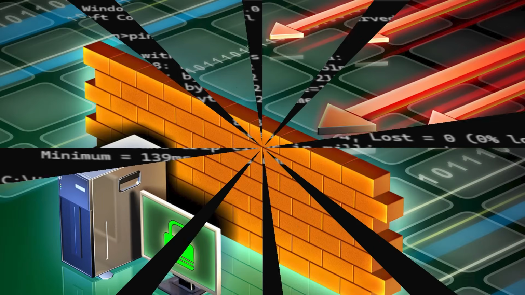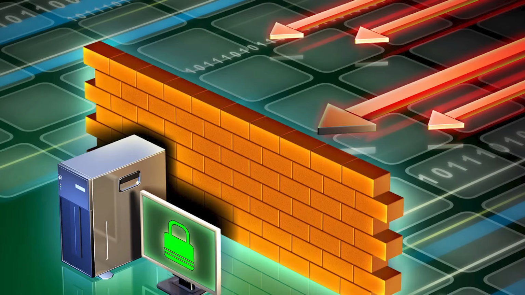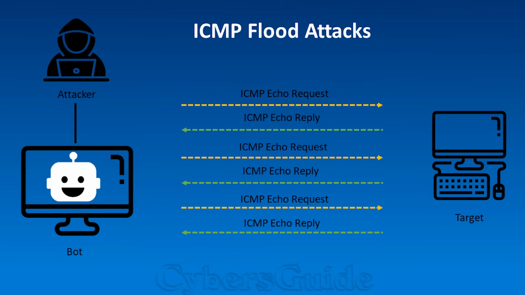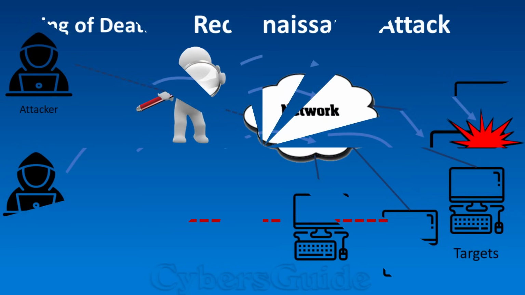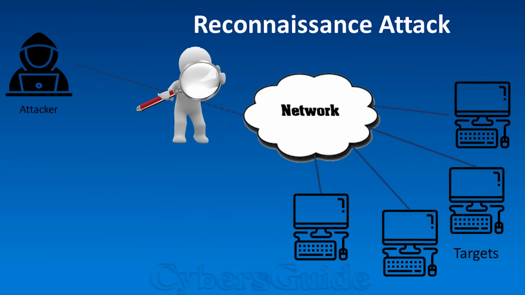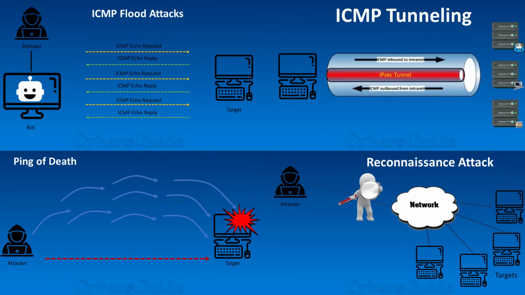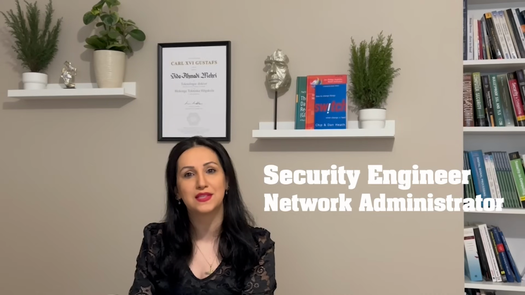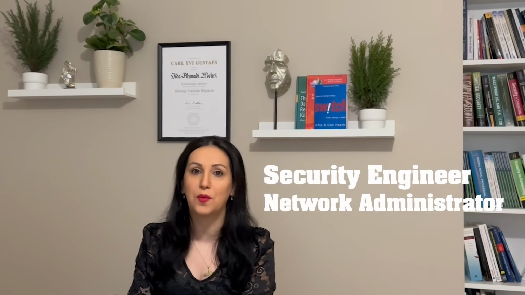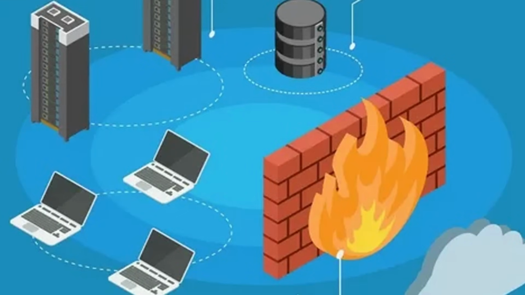Command should be blocked by Firewall for several security reasons, such as ICMP flood attack, ICMP tunneling, ping of death, and reconnaissance attack. Besides all these non-security reasons, ICMP could be used for smuggling data, which I'll show you in this video. If you are a security engineer or network administrator and watching this video, make sure you have blocked ICMP traffic in your network firewall.